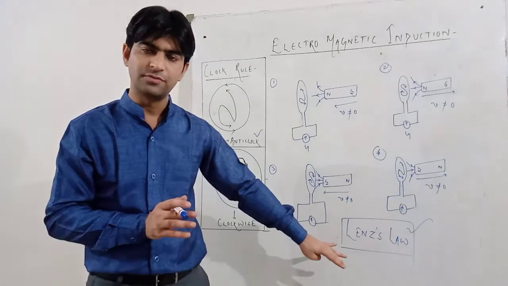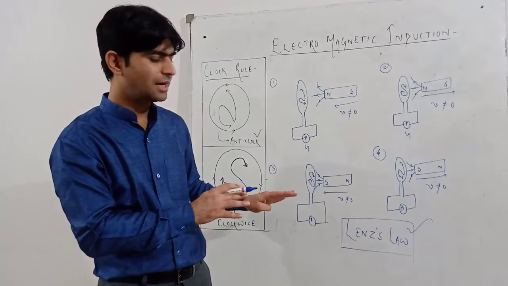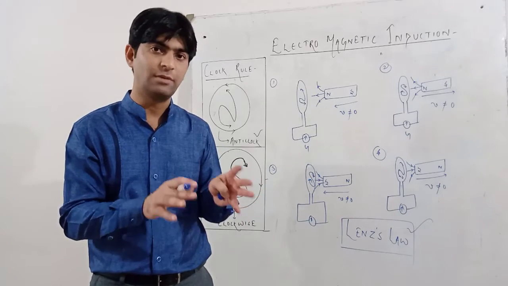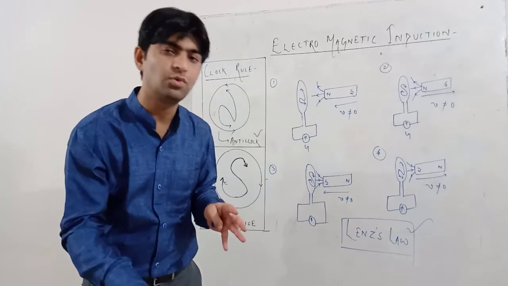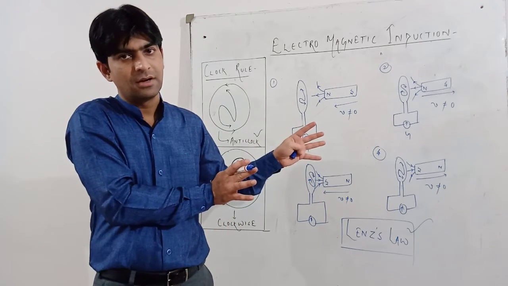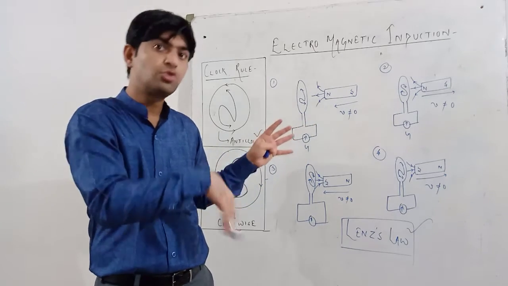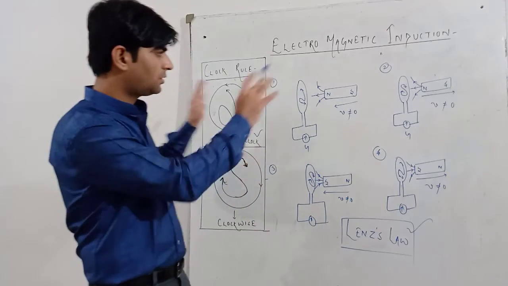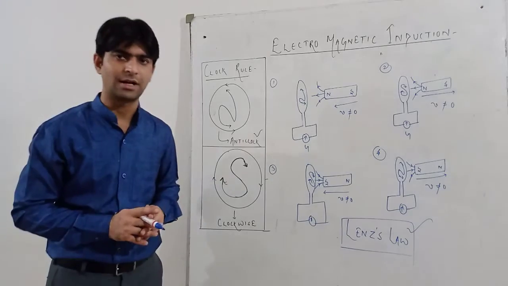Lenz's law is used to find the direction of current. Lenz's law says that the direction of circulation of the induced current will be in such a way that it opposes its own cause of production. So whatever the cause will be, the tendency of the current is to oppose it. Okay, so this is all about the phenomenon of electromagnetic induction.